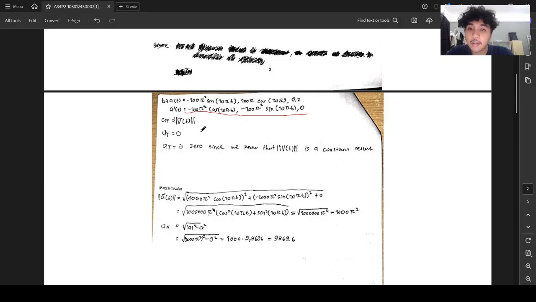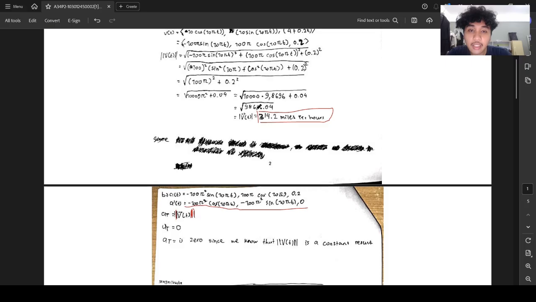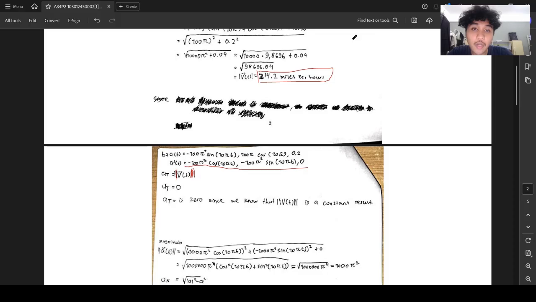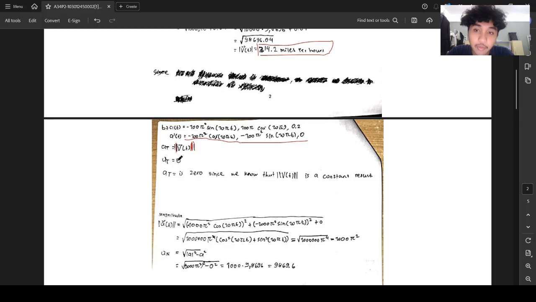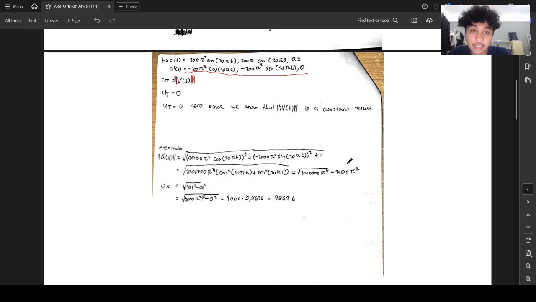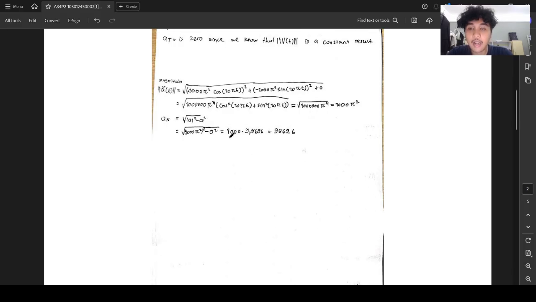After we got it, we're going to find a_T. Since we know a_T is the derivative of the speed, and we already got the speed as 314.2 miles per hour, which is a constant, when you derive it, it will be 0. So here we know that a_T is 0. We also know that because that is a constant, a_T is 0.